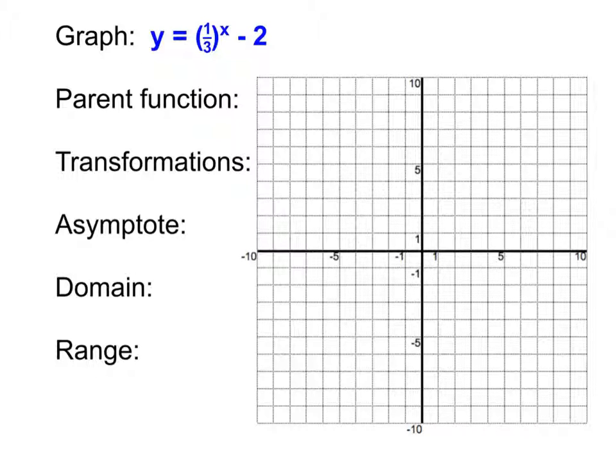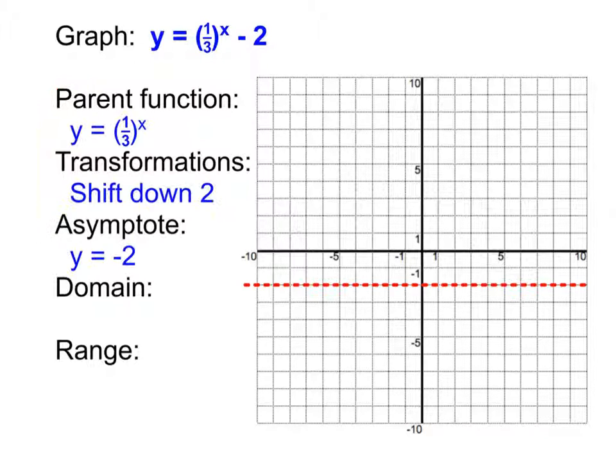All right. Now, the first thing you're going to do here is you need to at least be thinking about these things. Whether you write them down or not each time you do one of these, that's up to you. But at least be thinking about what each of these is. Your parent function here is just the 1/3 to the power of x, because the -2 part of it is a transformation. That's shifting it down 2. Now, since it's shifting down 2, then that means our asymptote is down 2.